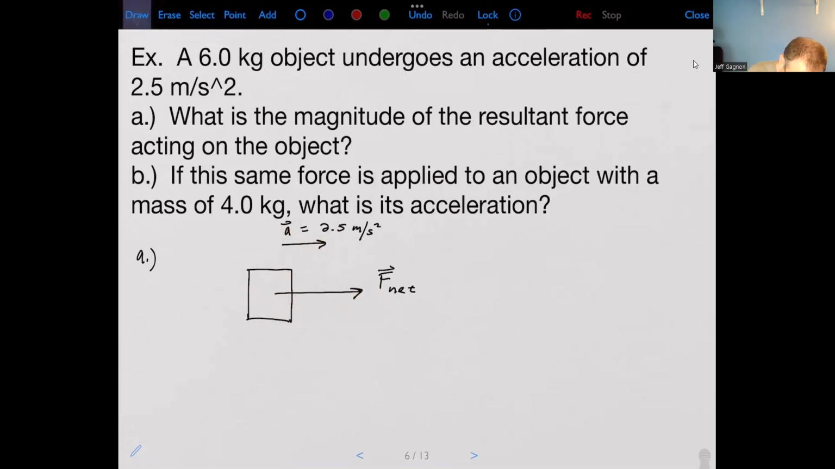If you want, we can create a little coordinate system here. I can say that the x direction is to the right and the y direction is vertical. Okay, so that's my coordinate system. So now let me apply Newton's second law. And I really only need to use the x direction in this case because I have no forces acting in the y direction. So I'm going to do Newton's second law in the x direction, which means the sum of the forces in the x direction must equal the mass of this object times the acceleration in the x direction.